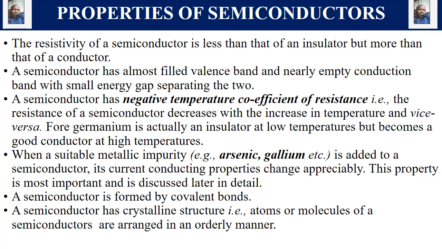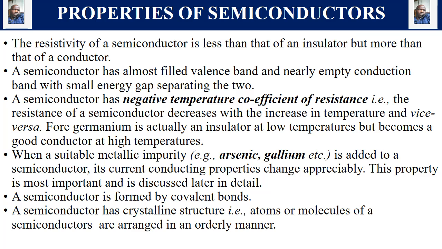Then a semiconductor has a negative temperature coefficient, which means that if we increase the temperature, we increase its conduction, because electrons will gain energy and jump from the valence band to the conduction band. Then the other point, when a suitable metallic impurity is added, we are talking about doping, that if we add some external atoms into a silicon or germanium crystal, we are injecting some charge carriers like electrons and holes. Hence, its current conducting ability is improved.